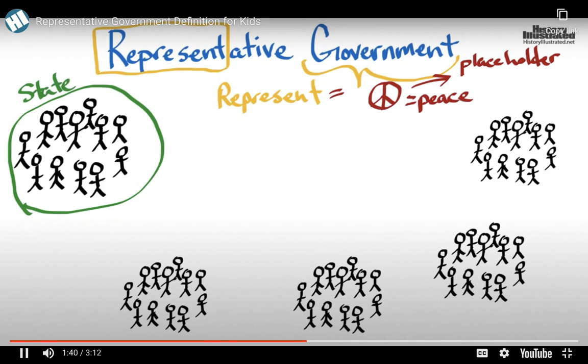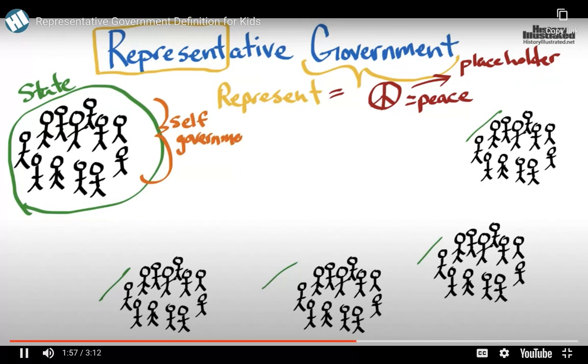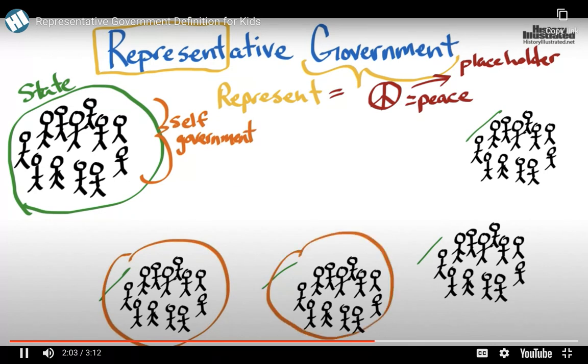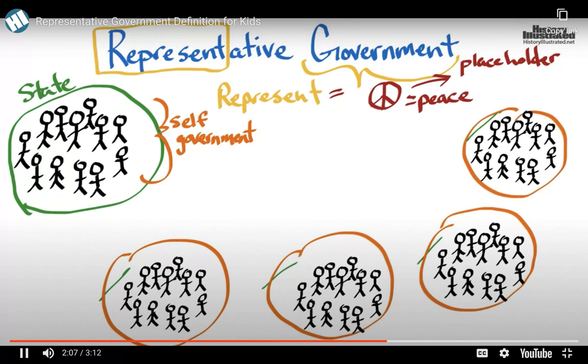And let's just say, for the sake of argument, that all of these are different states. Now, like I said in the last video, we talked about self-government. What that essentially means is that these people in this state would practice self-government, which means they run themselves. They make their own rules. They govern themselves. And this would be true for all of these individual states. They would all make their own rules and govern themselves, but they would also be a part of a bigger group.